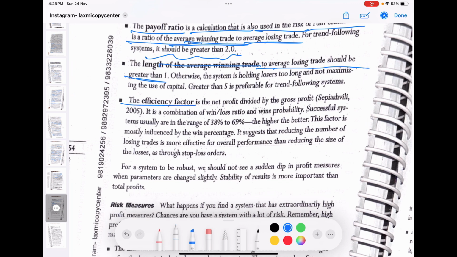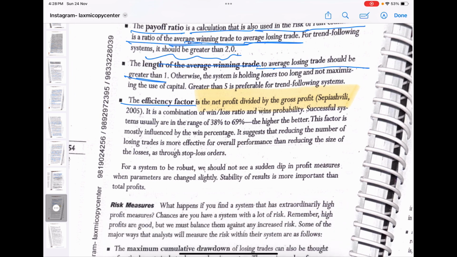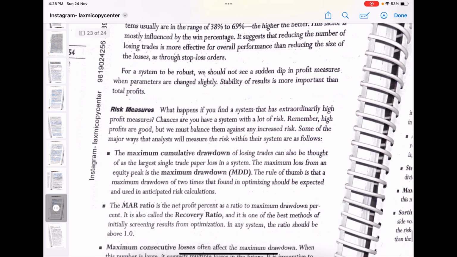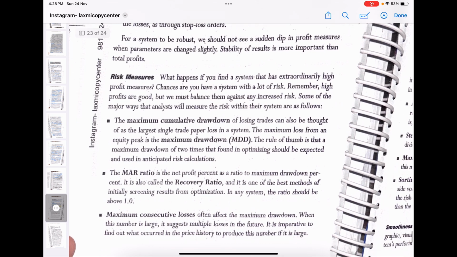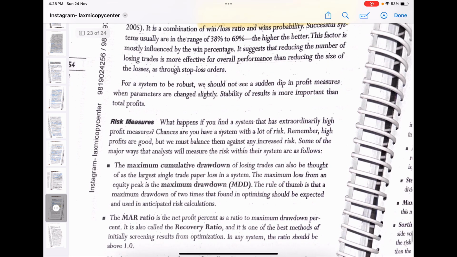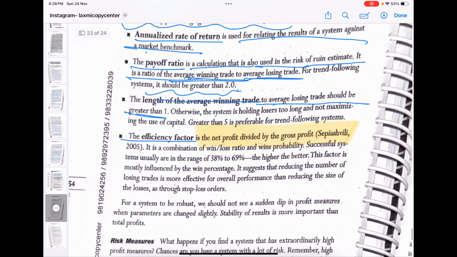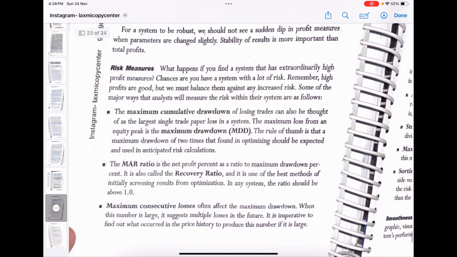What is the efficiency factor? Efficiency factor is the net profit divided by the gross profit. So whenever they ask an MCQ on efficiency factor, you should know that it is the net profit divided by the gross profit. So net profit divided by the gross profit will give you the efficiency factor. And the payoff ratio is basically the average winning trade to the average losing trade.